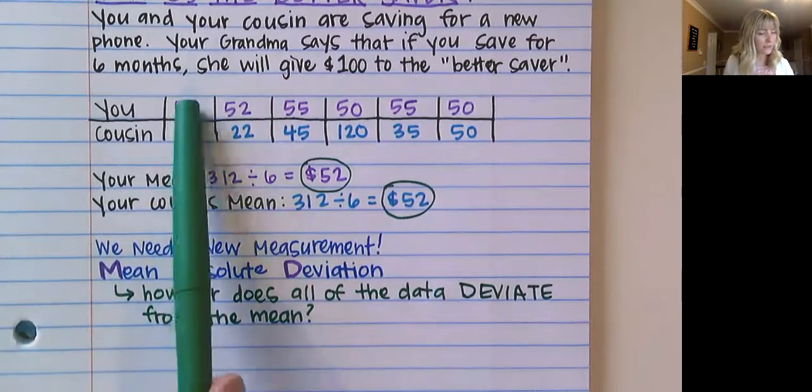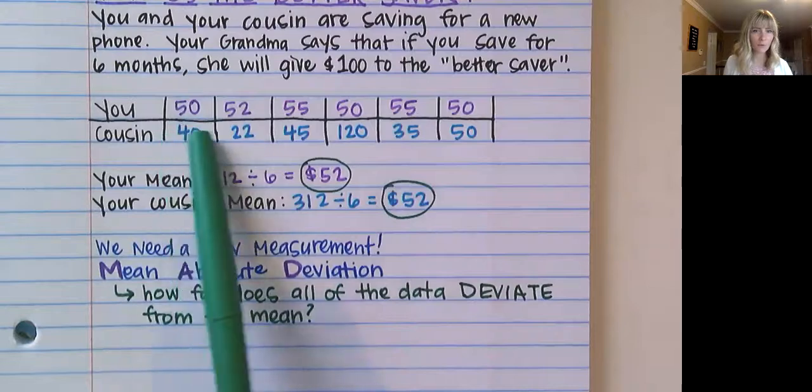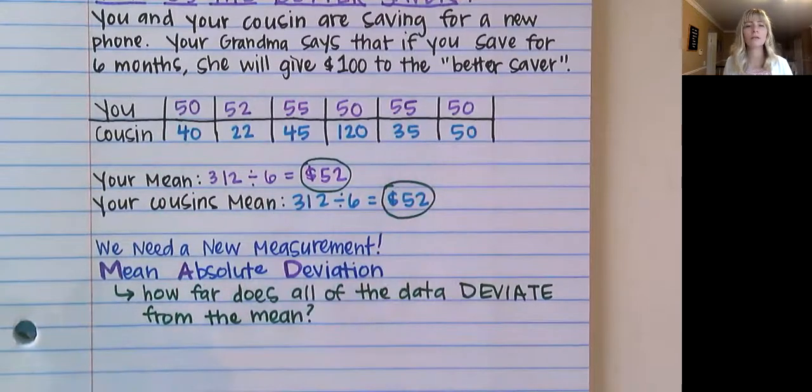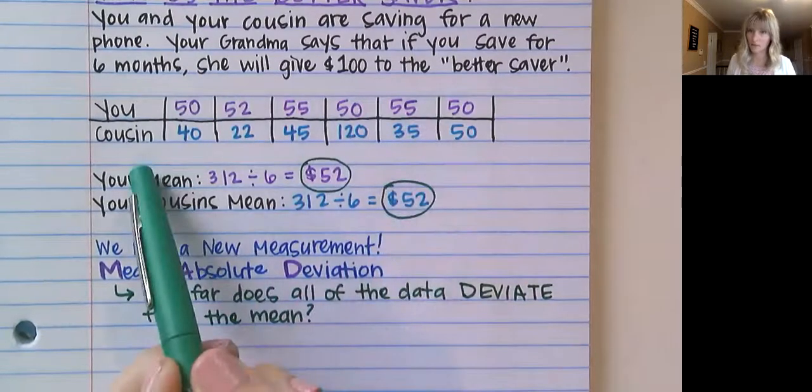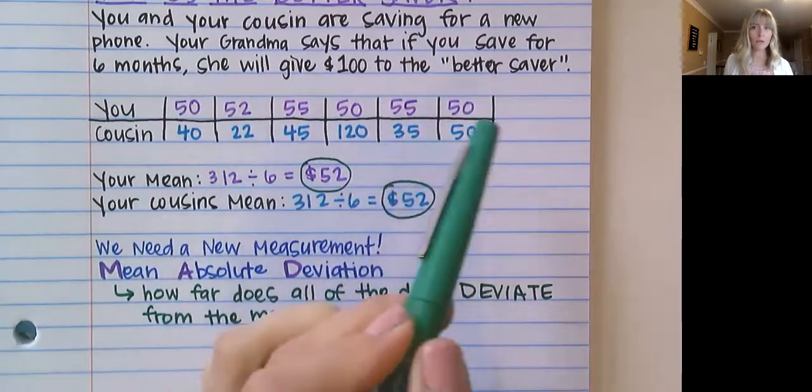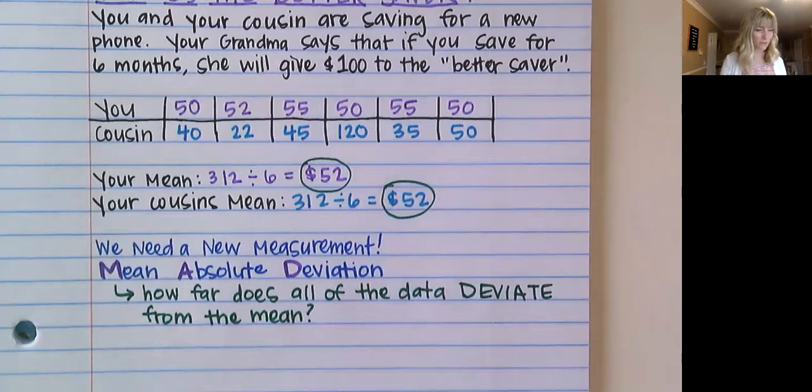Now, if you just look at the individual data lists, I just want you to think about for a second, who do you think overall is closer to the mean month to month? Are you closer to the mean of 52, or is your cousin closer to the mean? You probably have a guess on this, and you're going to see how this plays out mathematically.